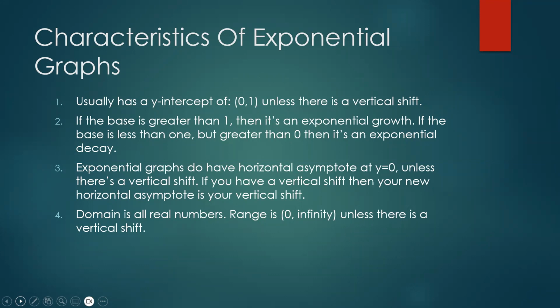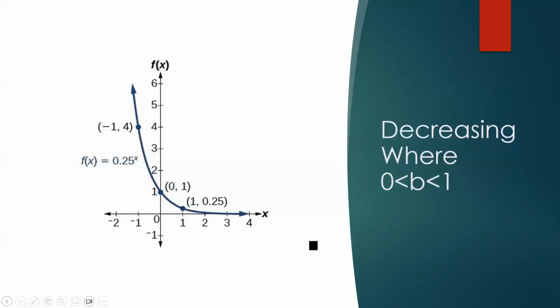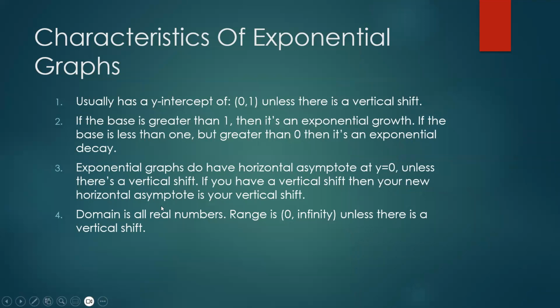The third rule is that exponential graphs have a horizontal asymptote at y equals 0. If you look at the previous ones, they don't show it, but you do have an invisible horizontal asymptote at y equals 0, right here. And what else do you know? If you have a vertical shift, then your new horizontal asymptote is your vertical shift. That's very important when we graph it. If you have a D, that is your new horizontal asymptote. Rule 4, the domain is all real numbers, and the range is 0 to infinity unless there is a vertical shift.